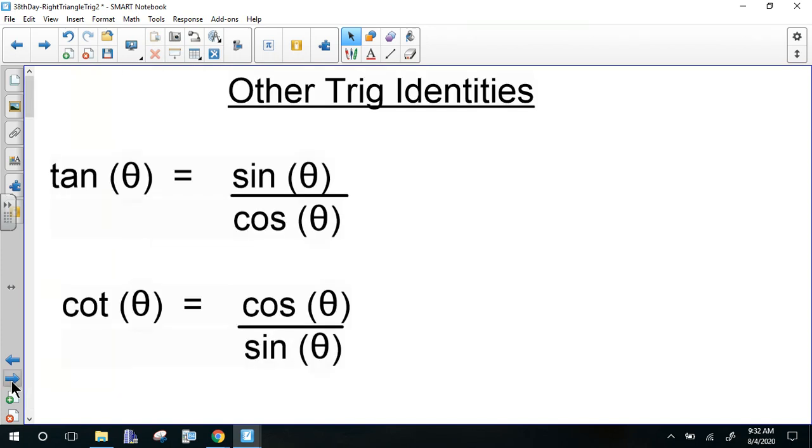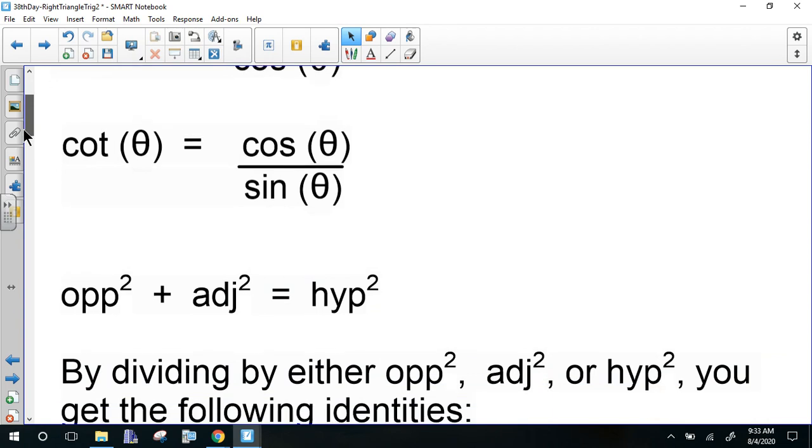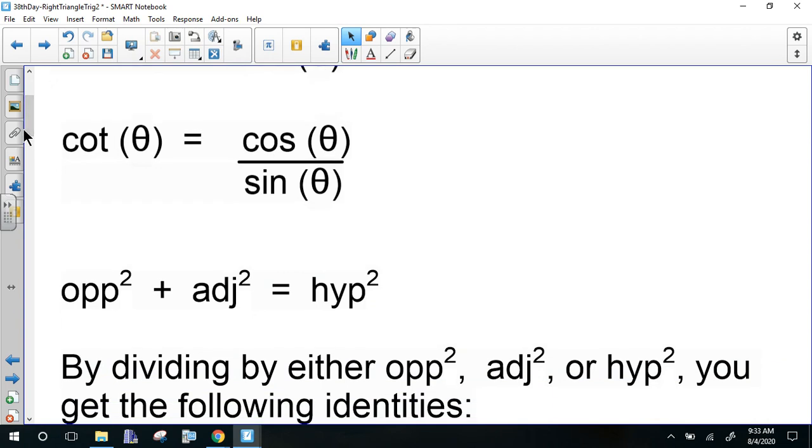There's a few other trig identities that we can look at here. One I've already mentioned, tangent is just sine divided by cosine. Well, if you flip that one, you get cotangent because cotangent is the reciprocal of tangent. If I flip sine over cosine, I get cosine over sine. We've already used the Pythagorean theorem.